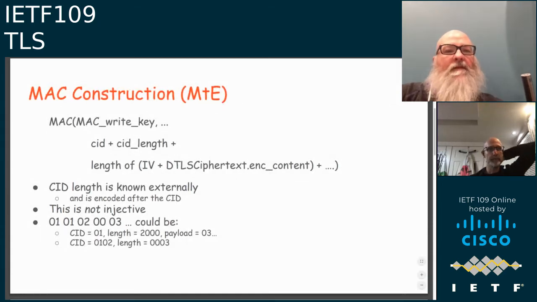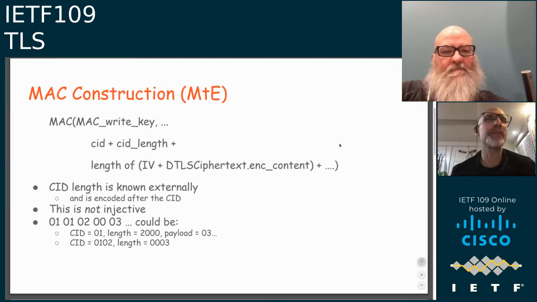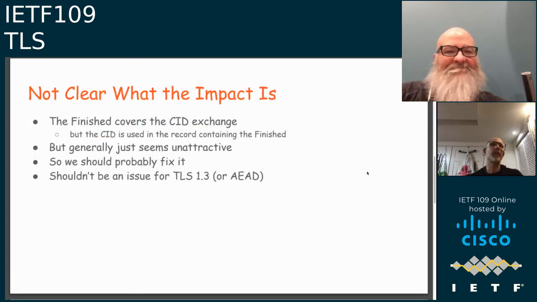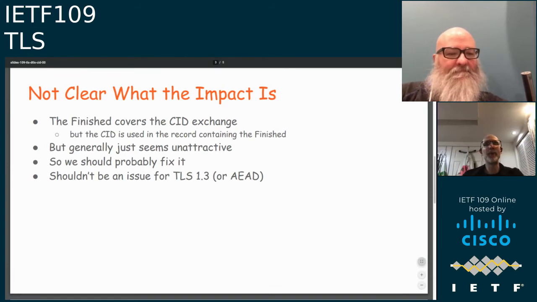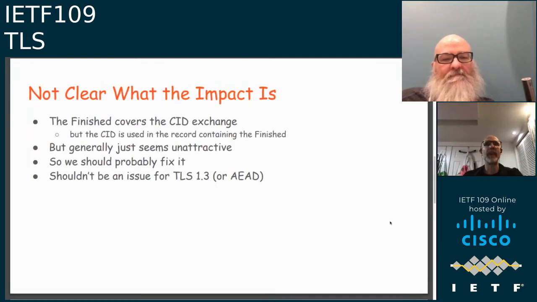Next slide. Sorry, I'm getting distracted by watching the chat. Okay, so it's not really clear what the impact of this is. No one can figure out anything particularly great with it. The Finished messages do cover the CID exchange, so an on-path attacker can't just mess with the CIDs and cause this to affect the application data, but you can affect the CID that's used in the record containing the Finished, which again is not clear what you can do with, but it doesn't seem awesome. The whole thing just generally seems kind of gross and makes the protocol hard to reason about. So we should probably fix it, and it doesn't really cost us anything to fix it.